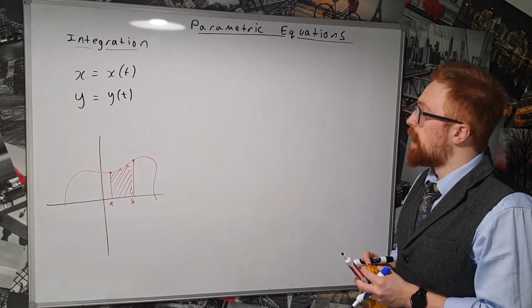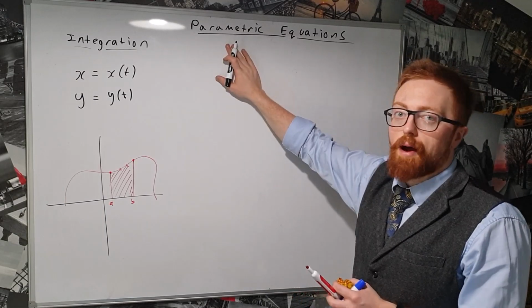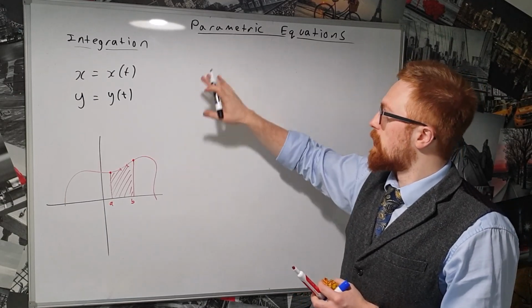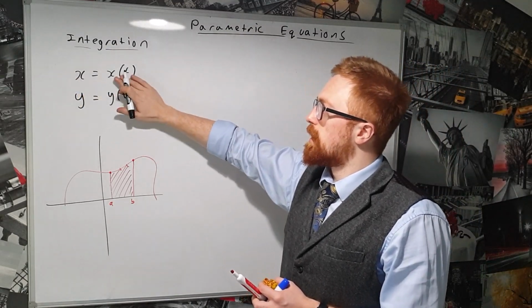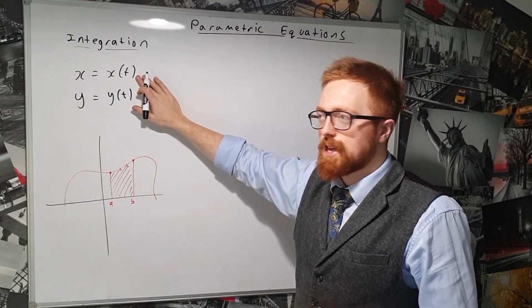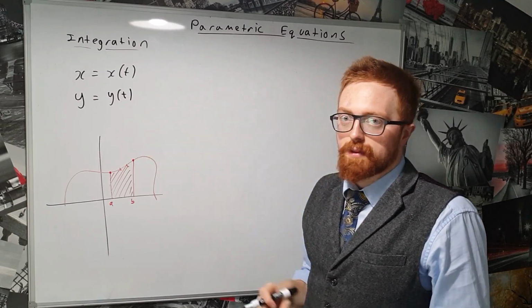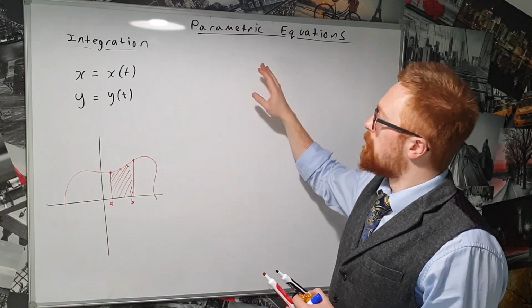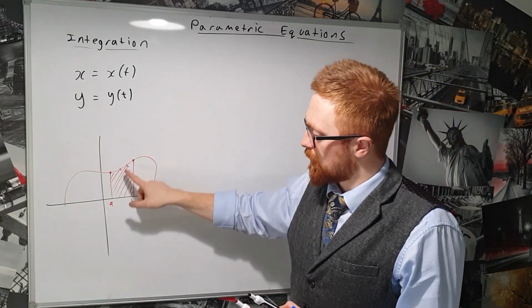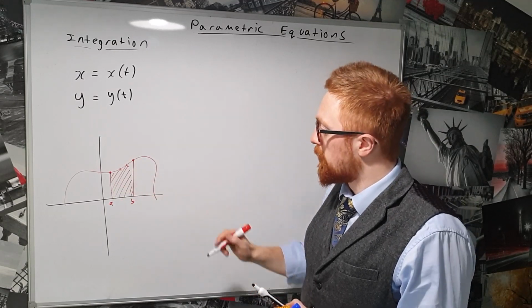Hi there. In this video we're going to look at how we integrate curves that are given to us parametrically. So you'll recall parametric equations are where our x-coordinate is given as some function of our parameter t, and where our y-coordinate is given as some function of the same parameter t. Now I've sketched what our curve might look like here, and remember integration is where we want to find the area underneath the curve.